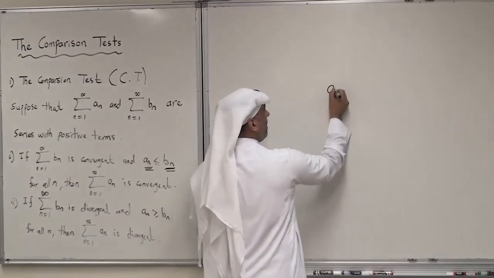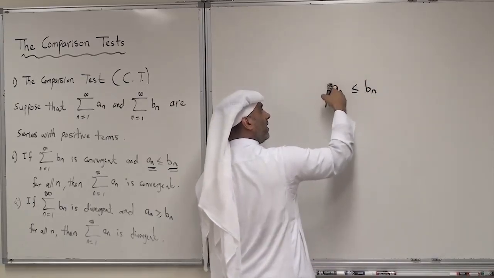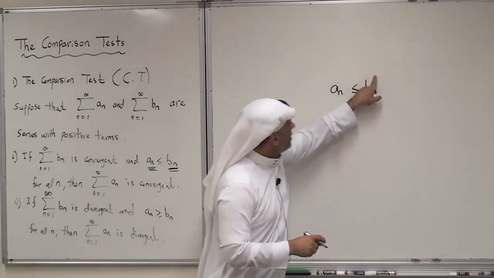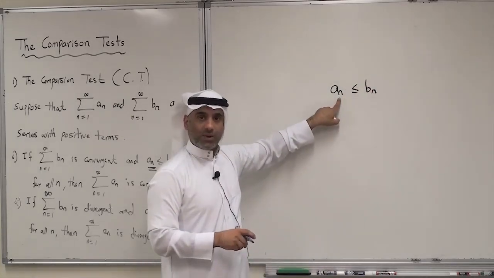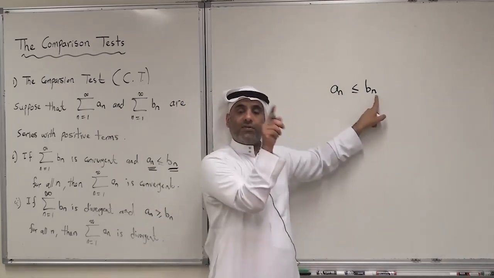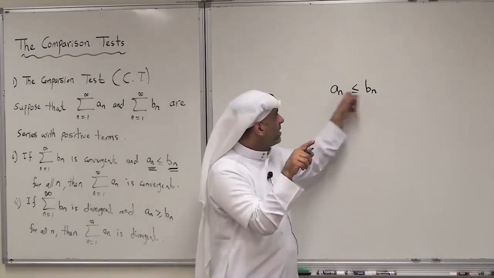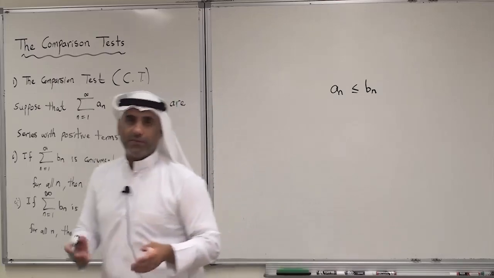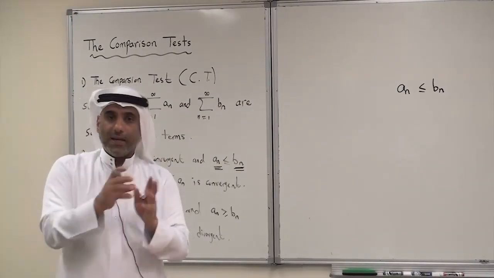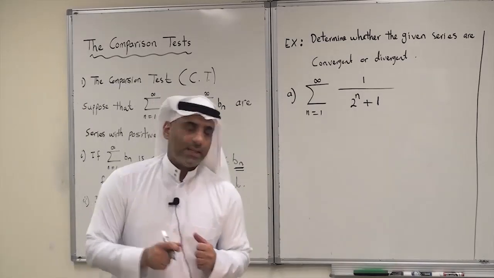I repeat that one. Assume we have an less than or equal to bn, and we have two series, one of them involving an, the other one involving bn. If the larger one is convergent, we can say that the smaller one is convergent. If the smaller one is divergent, the larger one will also be divergent. That is simply the comparison test. How to use the comparison test will be given in the following exercises. Now let us see how to apply this test.